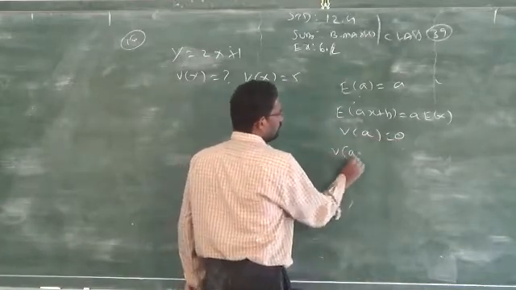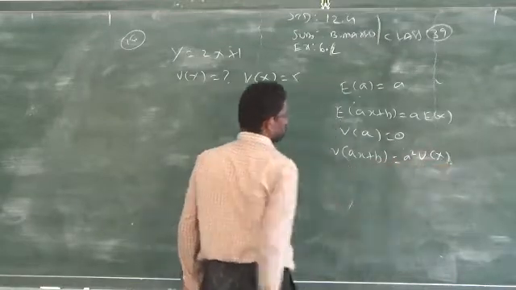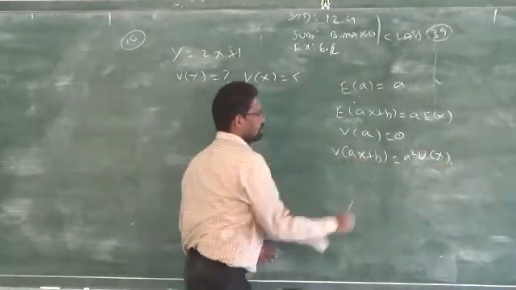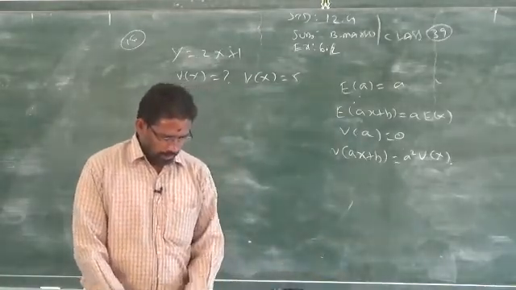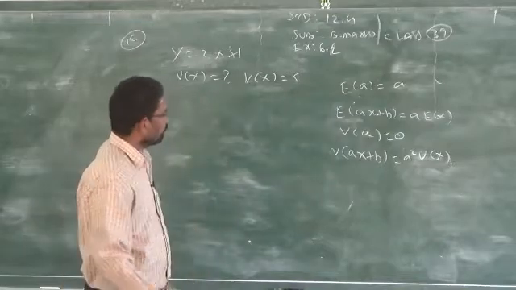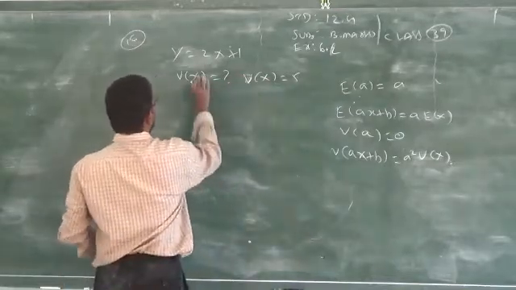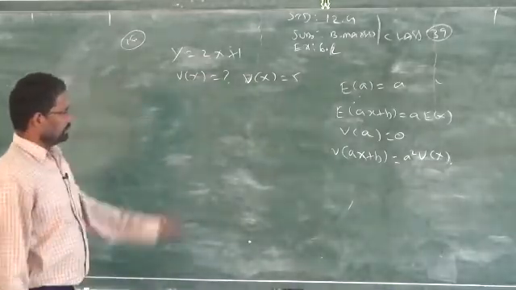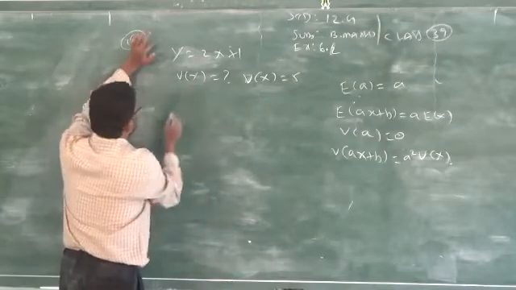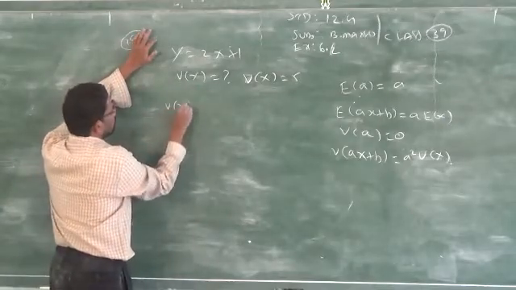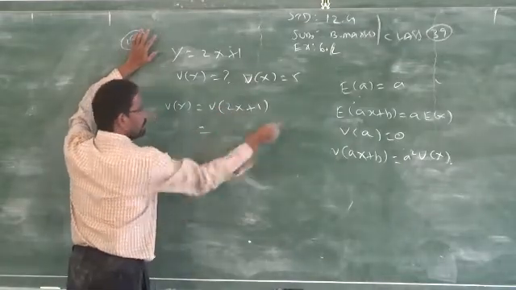So, the variance of ax plus b will be a square into the variance of x. These are the formulas, the properties. So, use this property and we can easily find the value of the variance of y. Refer to page numbers 21 and 22. So, now I have to take the variance of y, that is, the variance of y is equal to the variance of 2x plus 1.